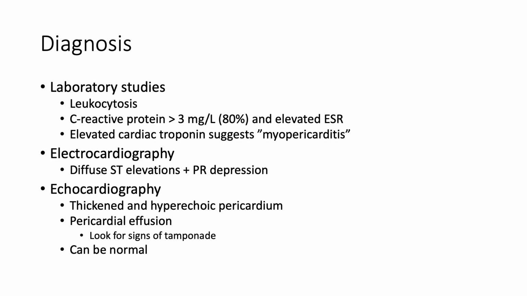For diagnosis of pericarditis, you might see signs of inflammation like an elevated white count, an elevated CRP. If they have an elevated cardiac troponin, that suggests that they have a myopericarditis where the myocardium is involved as well. On EKG, the classic finding is diffuse ST elevations with PR depression. And on echocardiography, you might see a thickened pericardium with some effusion, but it could also look normal.